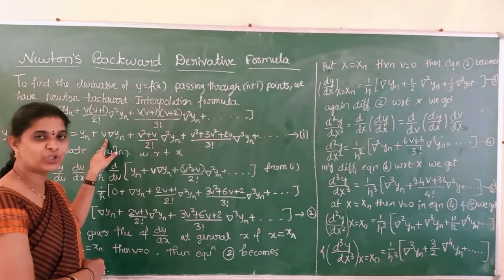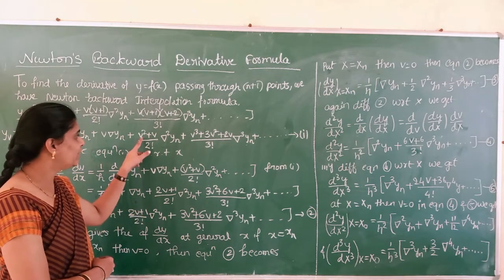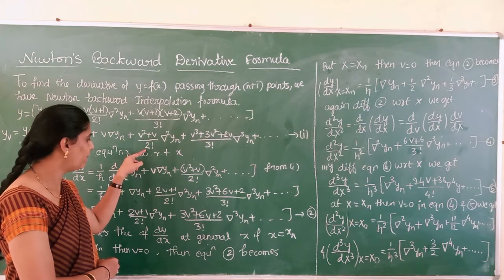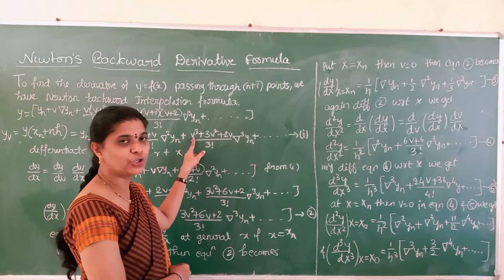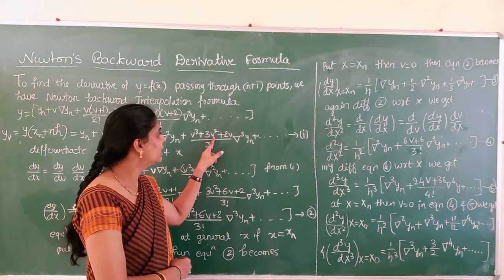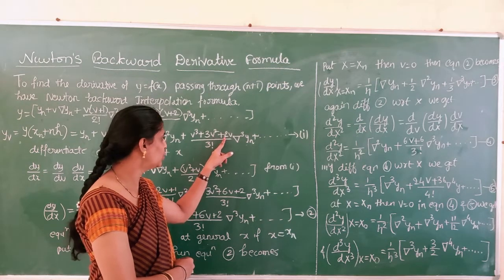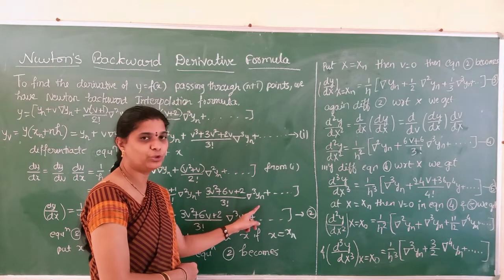The second term: differentiation of v is 1, into del yn, that is del yn, plus v square differentiation is 2v, so 2v plus 1 upon 2 factorial into del square yn. Similarly, differentiation of v cube is 3v square, differentiation of 3v square is 6v, plus 2v differentiation is 2, we get 3v square plus 6v plus 2 upon 3 factorial del cube y.